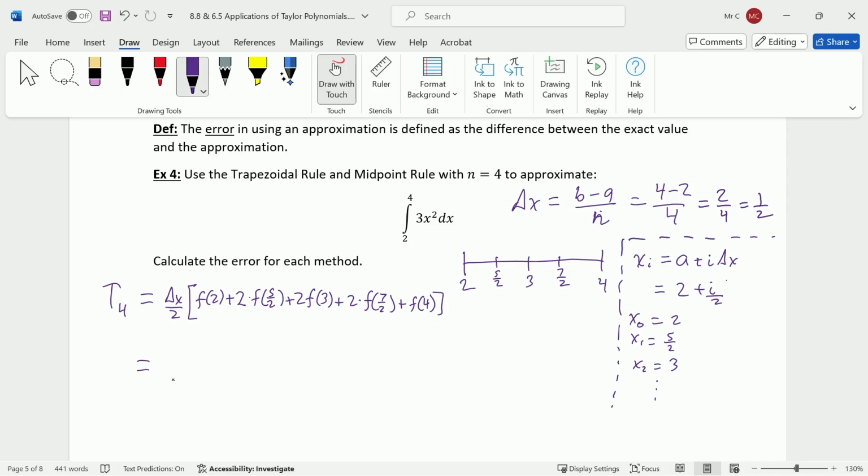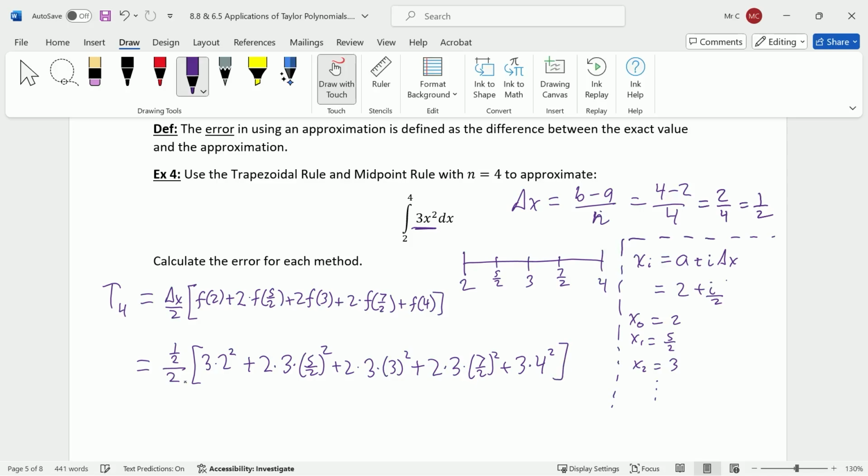And I want to see all the values plugged into the formula. So delta x, of course, is 1/2, so this is 1/2 divided by 2, and then f of 2 is 3 times 2 squared, plus 2 times f of 5/2, which is 3 times 5/2 squared. Again, I'm just plugging into the function in the integral here. Plus 2 times f of 3, which is 3 times 3 squared, plus 2 times f of 7/2, which is 3 times 7/2 squared, plus f of 4, which is just 3 times 4 squared.